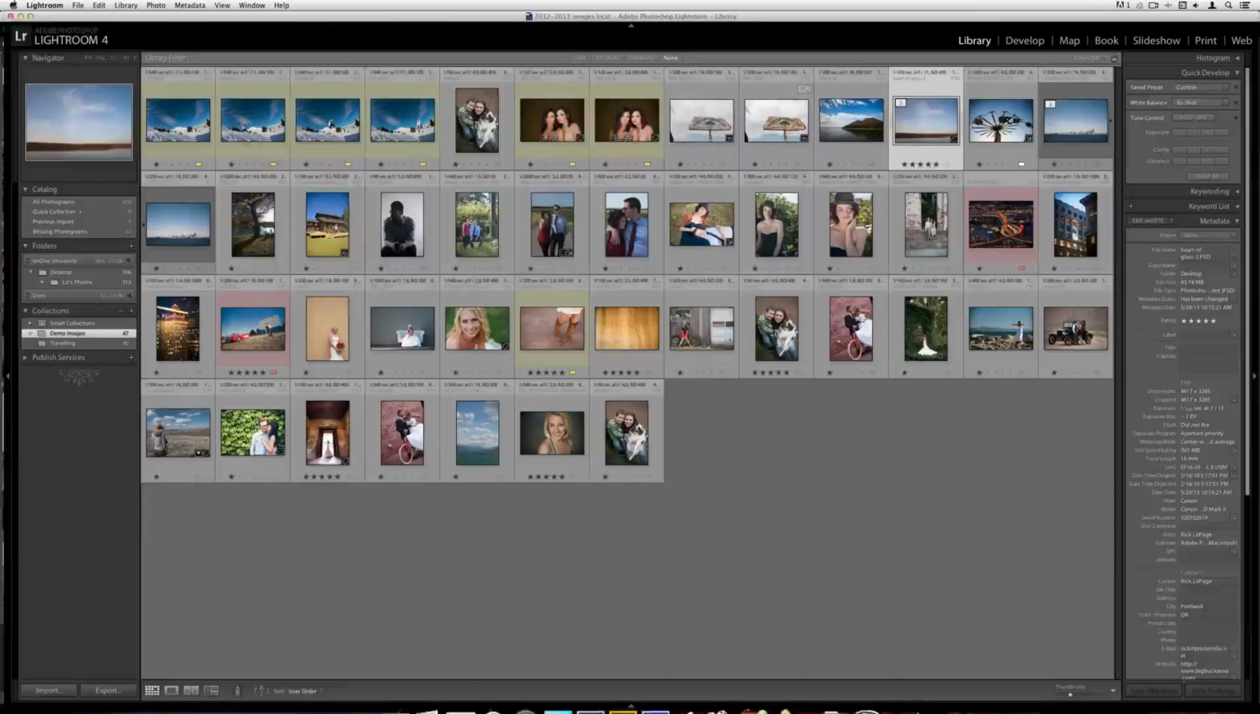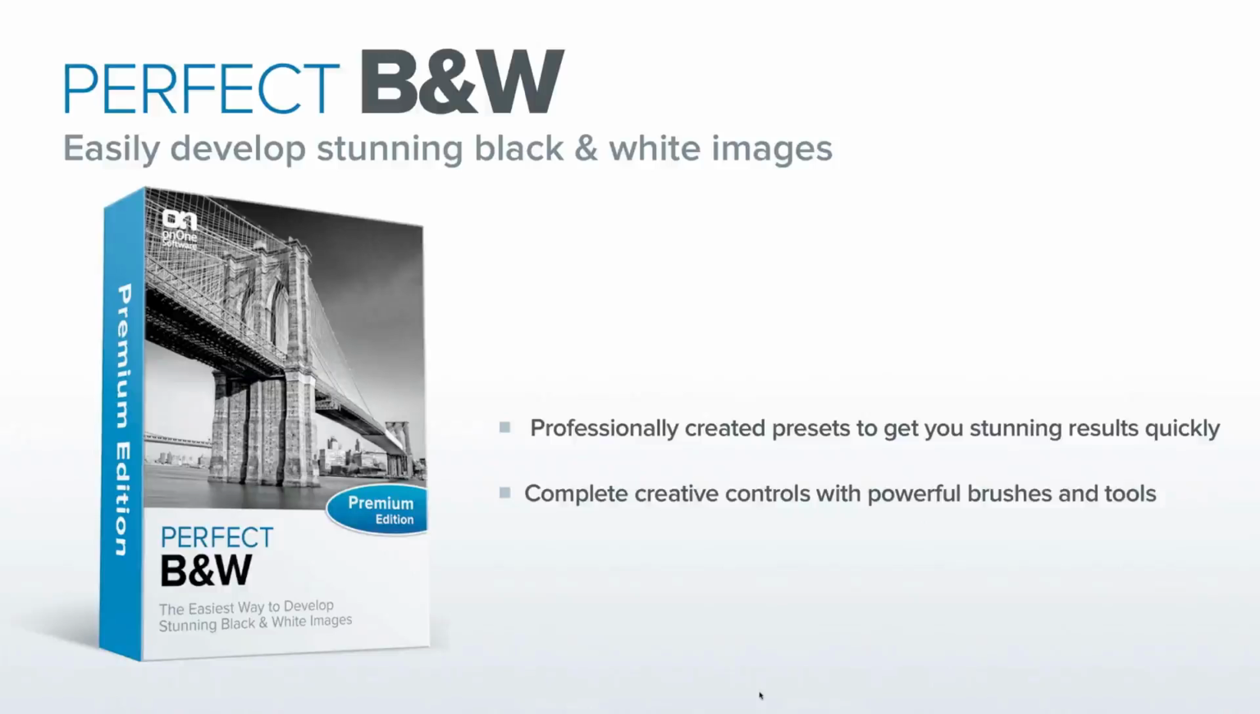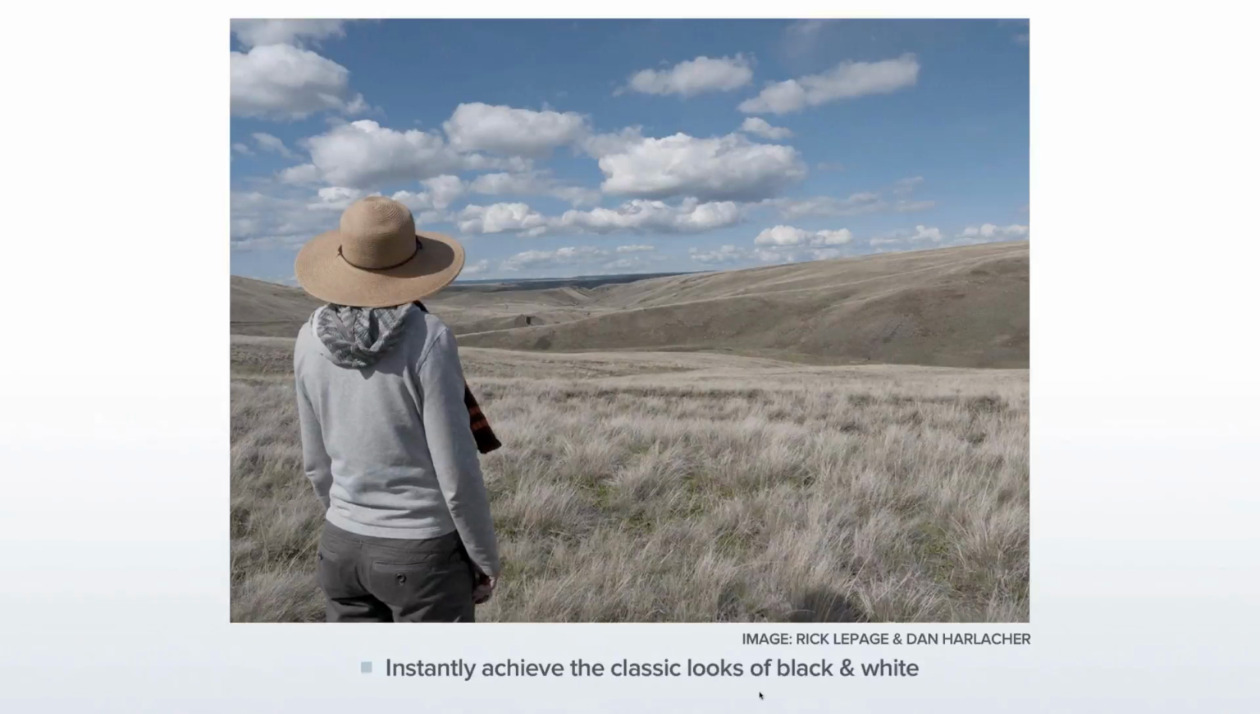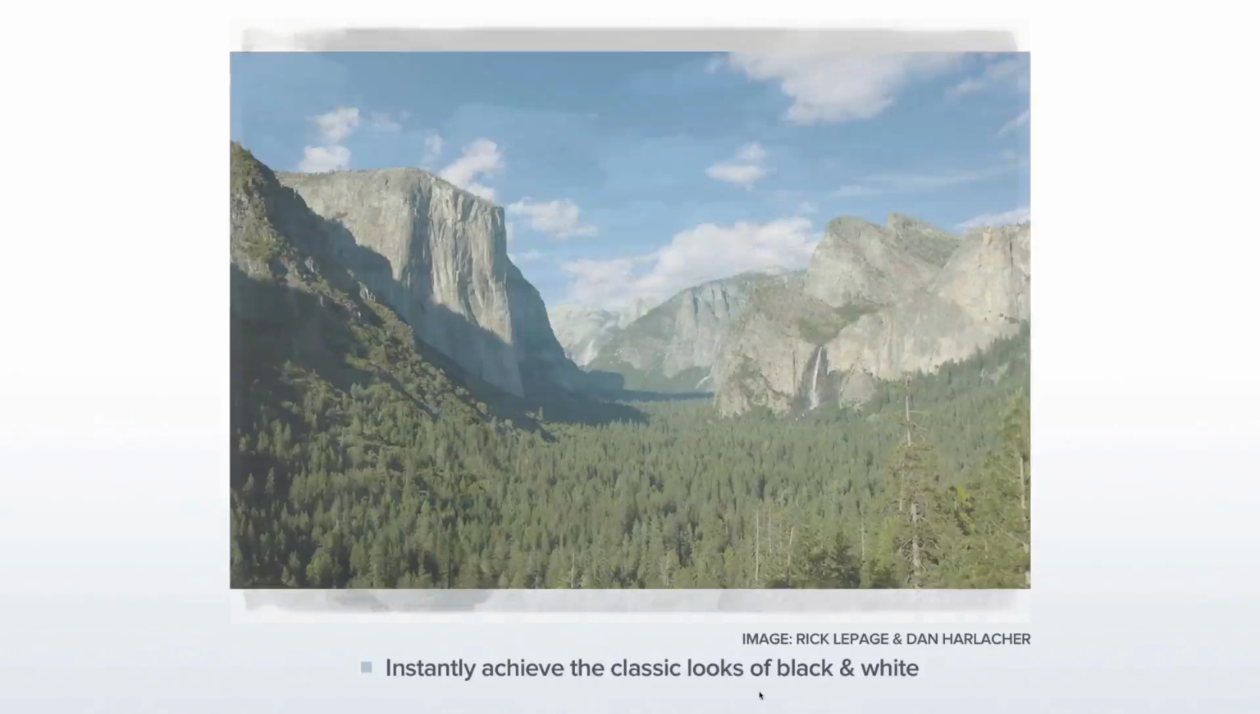and I want to talk to you about Perfect Black and White. Perfect Black and White is our black and white processing software, and it allows you to access a special set of professionally created presets just for black and white processing. Plus, you have access to a whole bunch of special tools and brushes that we created just for black and white processing. So you can instantly achieve some really beautiful classic looks of black and white photography.